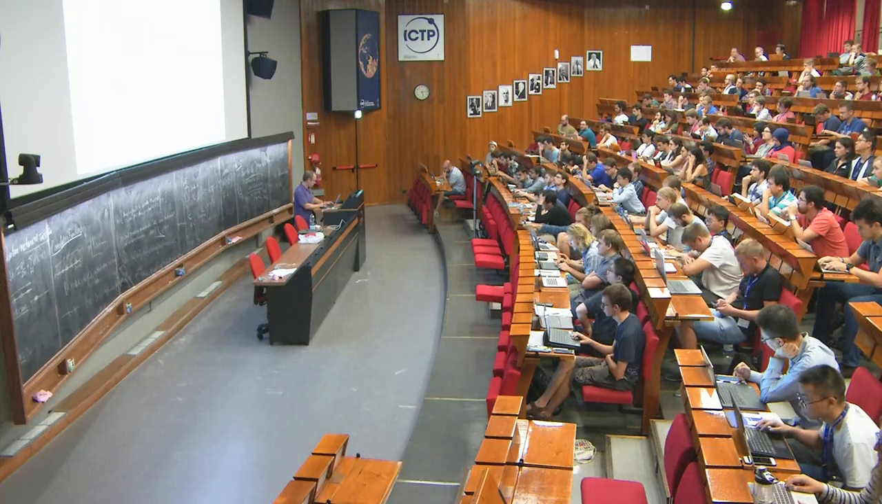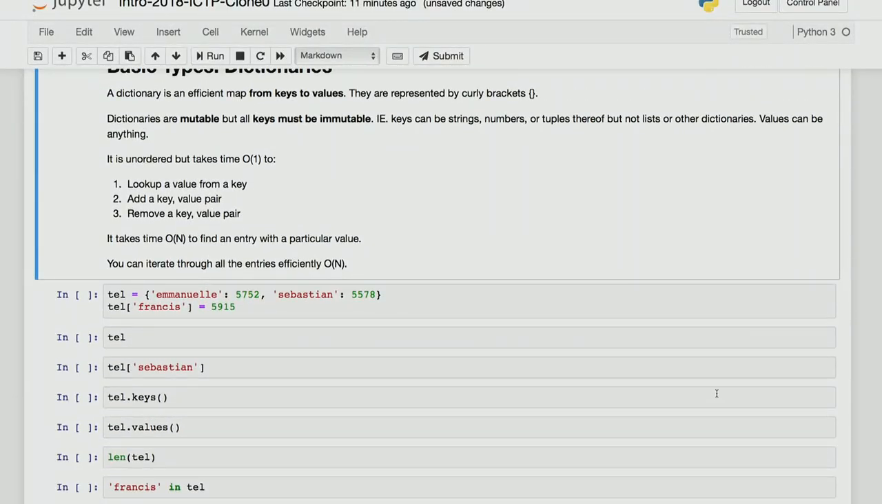Now, dictionaries. Dictionaries are mutable, but all keys must be immutable, which basically in practice means keys can be strings, numbers, or tuples, but not lists or other dictionaries. And that's because once you put a key value pair into your dictionary, if later in the code you were able to change the content of the key, you wouldn't be able to look it up anymore, and it would screw up the dictionary. So you can only put types into the keys which are sort of literal things, numbers and strings and so on. But the value can be anything.